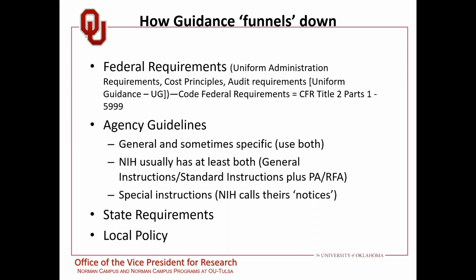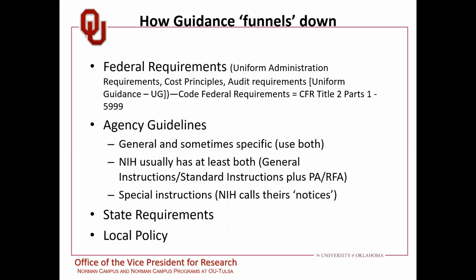So you have the broad overarching federal requirements that come out. A lot of these are related to budget areas and compliance items within your proposal. Those are under the Code of Federal Regulations, Title 2, Parts 1 through 5,999. It also covers auditing for grants and contracts. These are the things that normally the people within our office are trying to help you out with to make sure that you stay out of trouble.